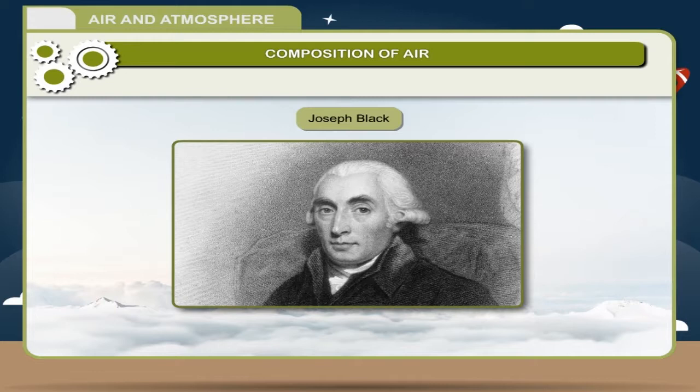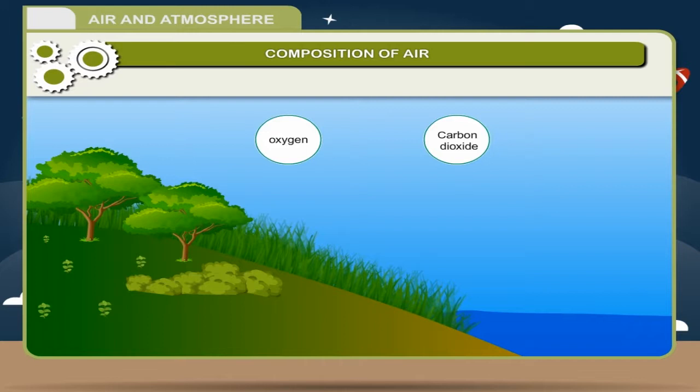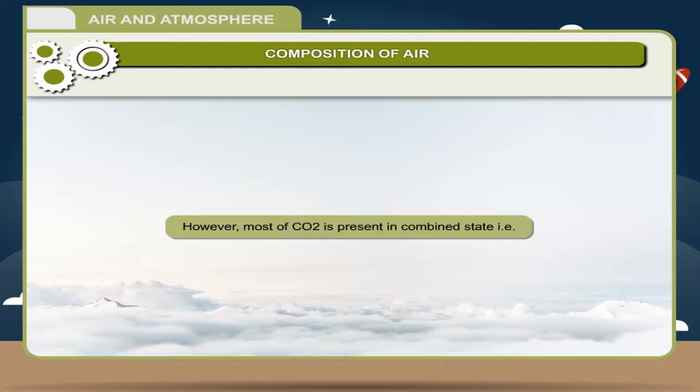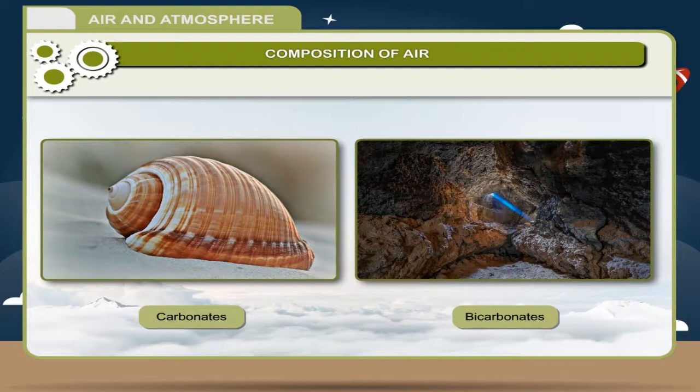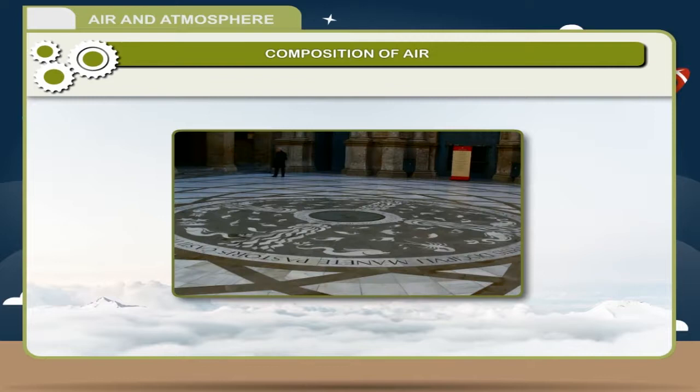It was named acide carbonique by Antoine Lavoisier. It acquired its present name by the modern system of nomenclature. Like oxygen, carbon dioxide is present in both air and water. However, most of CO2 is present in combined state, that is, as carbonates and bicarbonates, both inside and outside the sea. All seashells are chemically calcium carbonate. Similarly, marble is also known as calcium carbonate.